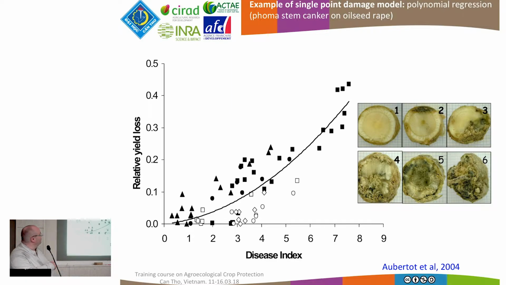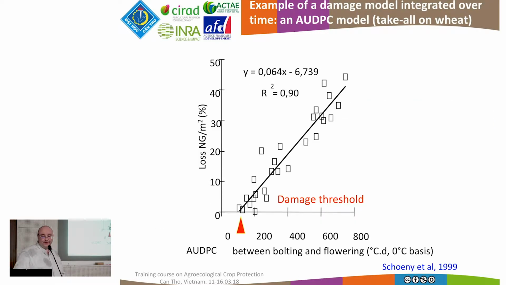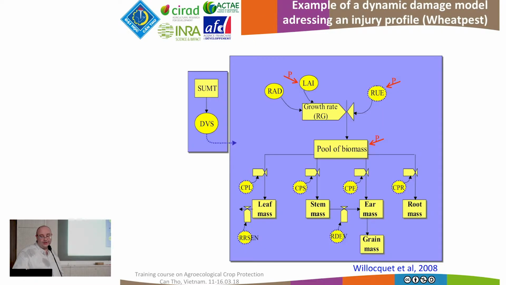And you can see that using some data sets, we were able to design a relationship between the level of injury and the relative yield loss. So that afterwards, we are able to say, okay, with this disease index, I will have 10% of relative yield loss, for instance. Okay? So this is a very simple statistical model that can be used in order to define a threshold for pesticide application.